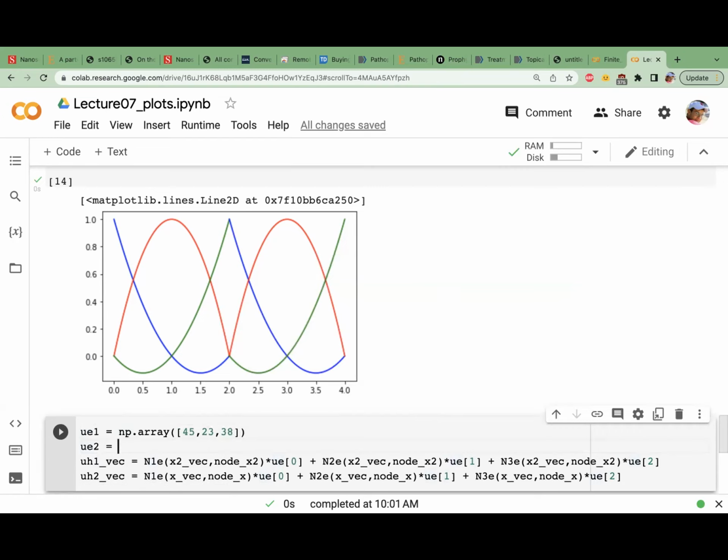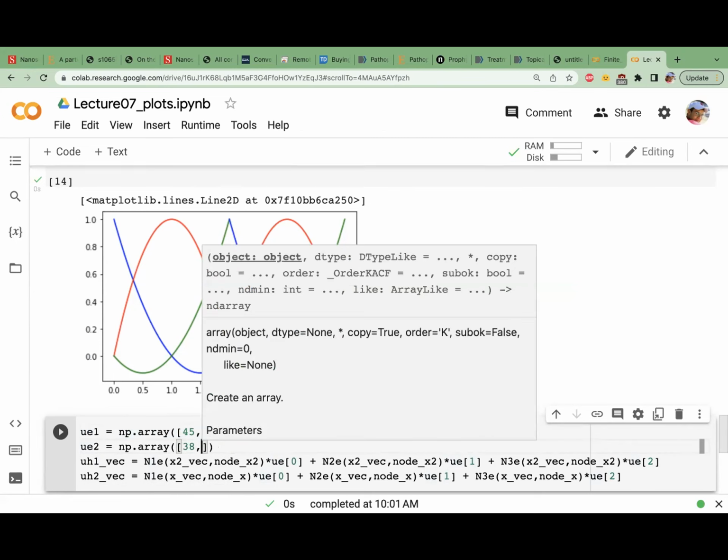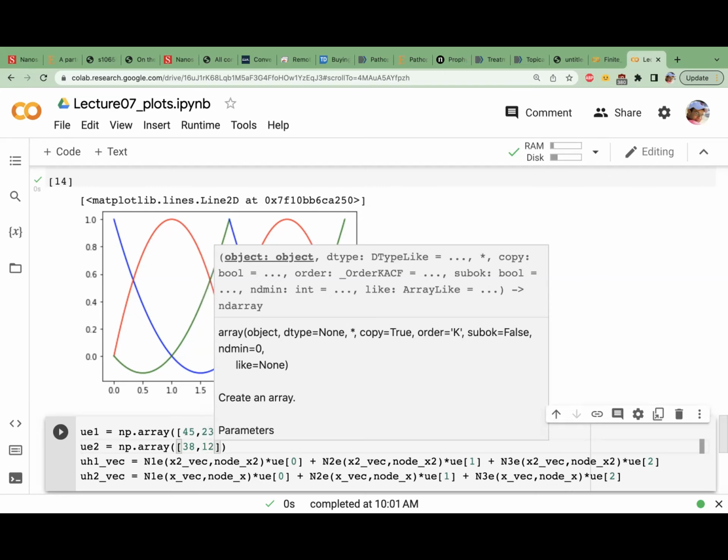Now for the second element, here's where you need to be careful, because I need 3 numbers, but the first one has to be the same as the other one. They do share a node. There's no overlap, but they do share a node. So the first value that I need for the second element should be the same as the other one. We'll find a way of doing that automatically, but for now, I'm doing it manually. Another number: 12. One more: 20. All right.